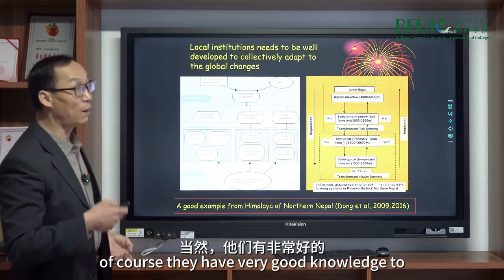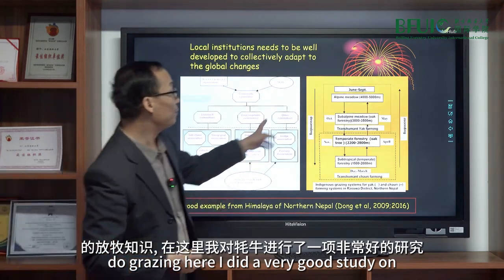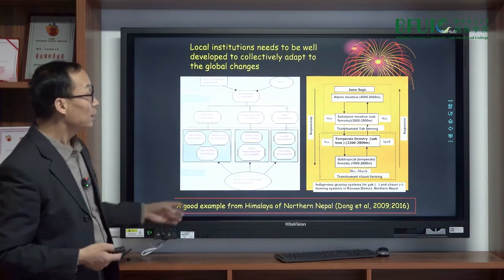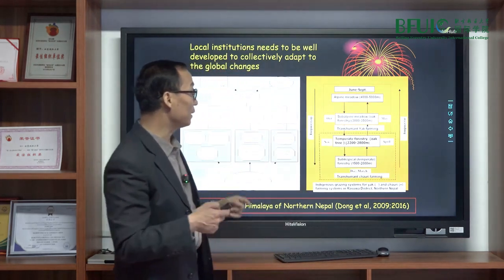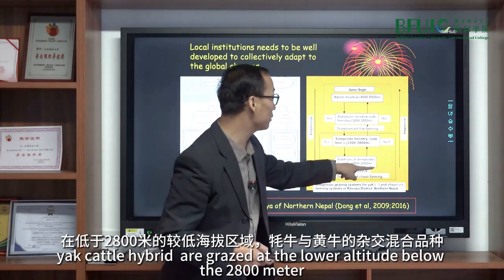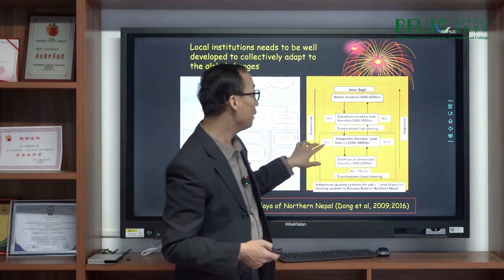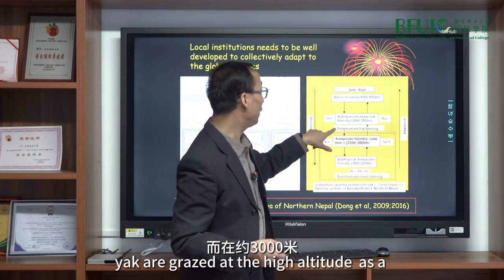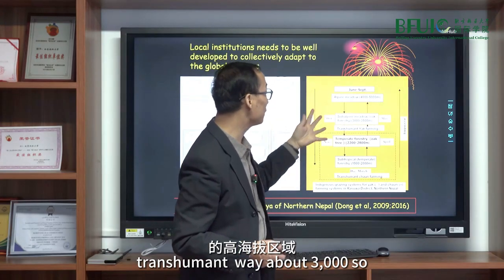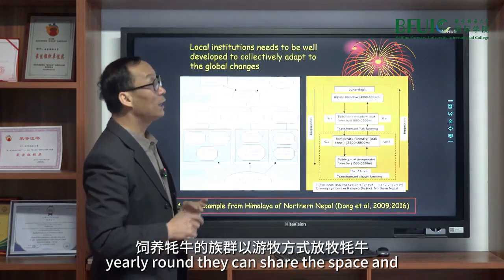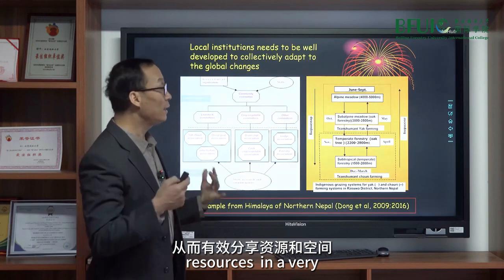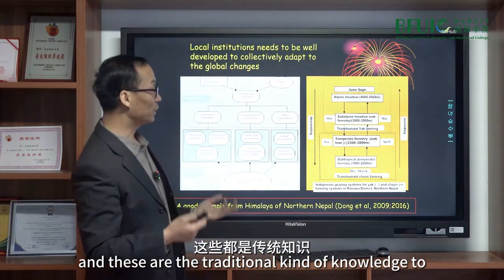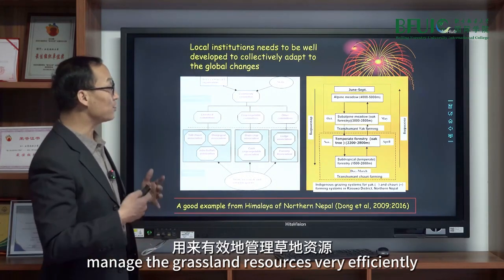And of course, they have very good knowledge to do the grazing. Here I did a study on yak and jori. Jori means yak-cattle hybrid. They graze the jori at low altitude, below 2,800 meters, mostly using temperate forest and subtropical forest. And they graze the yak at high altitude, as transhumant yak farming above 3,000 meters. So year-round they can share the space and resources in a very sustainable way, and this is the traditional knowledge to manage grassland resources very efficiently.